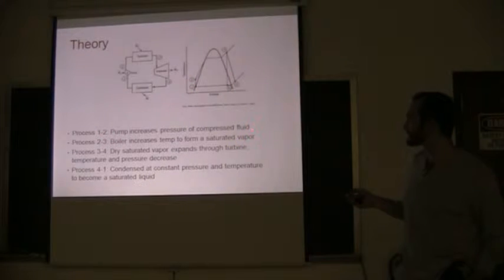The pump increases pressure across the fluid, the boiler increases temperature to form a saturated vapor. The saturated vapor expands through the turbine. Pressure decreases, it condenses at constant pressure and temperature, and becomes saturated liquid.